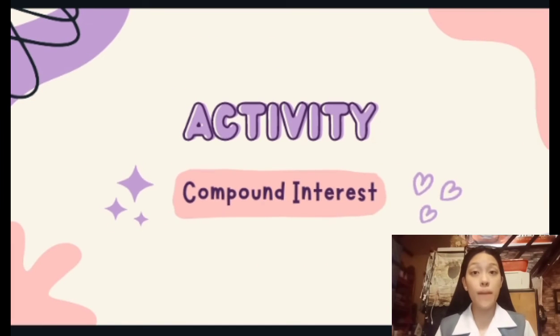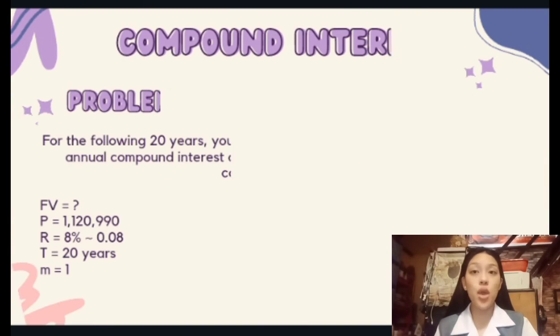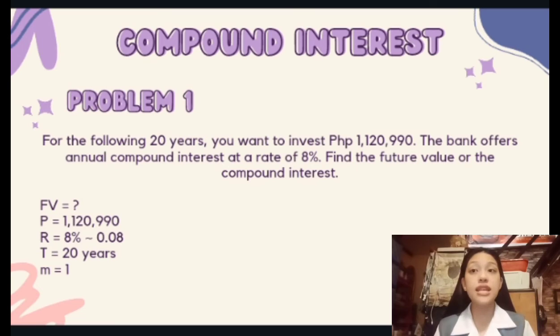Moving forward to compound interest problems. Let me show you the first problem. For the following 20 years, you want to invest 1,120,990. The bank offers annual compound interest at a rate of 8%. Now, find the future value or the compound interest. Again, you can pause the video and answer it yourself. And you just continue to play it when you're done and to know the correct answer.